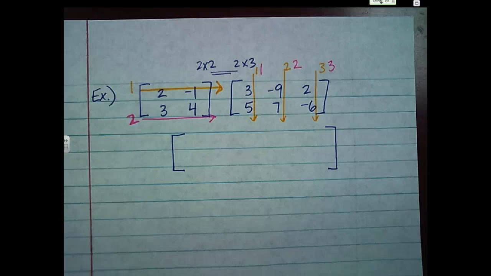Okay, now, here's the deal. When you write your answers, I'm gonna say this over and over and over. When you get ready to write your answers, you write your answers across. How do you write your answers?